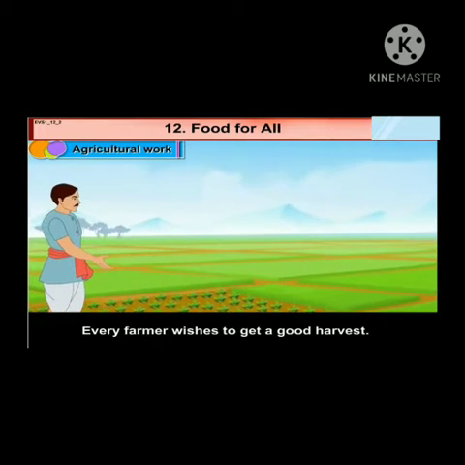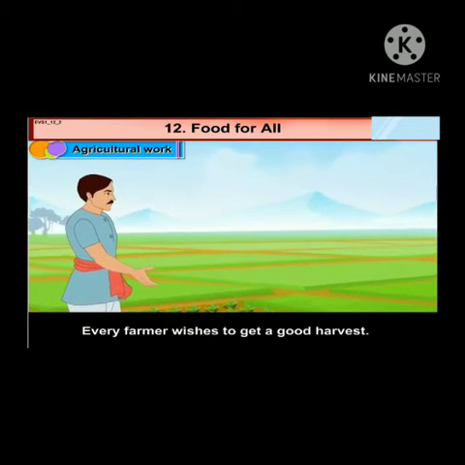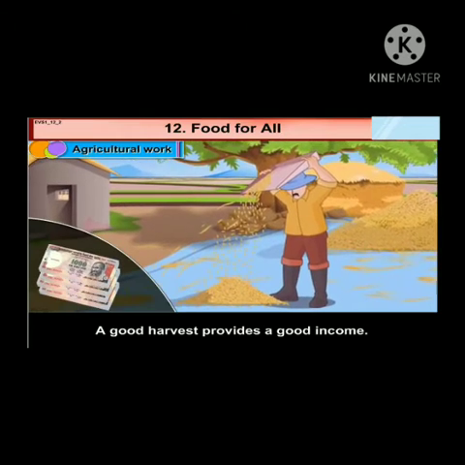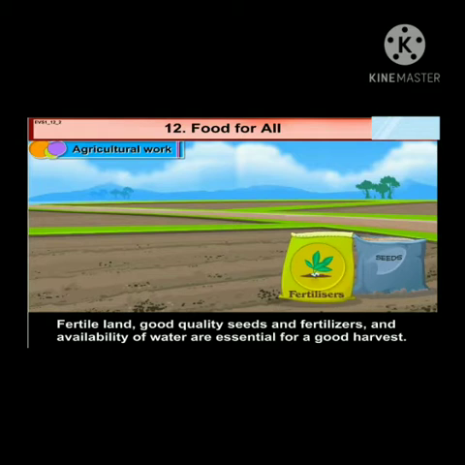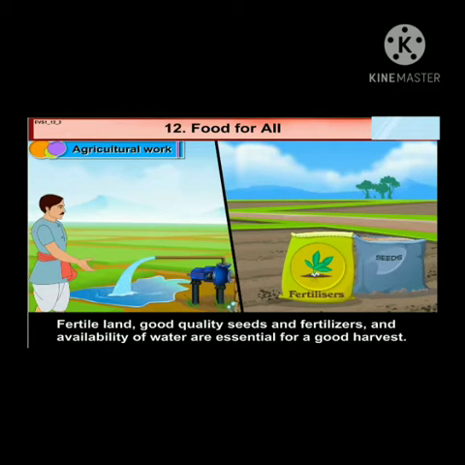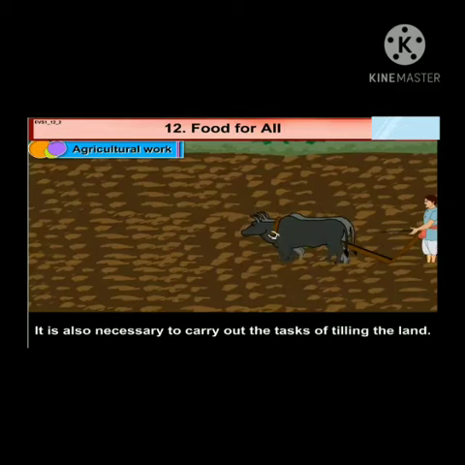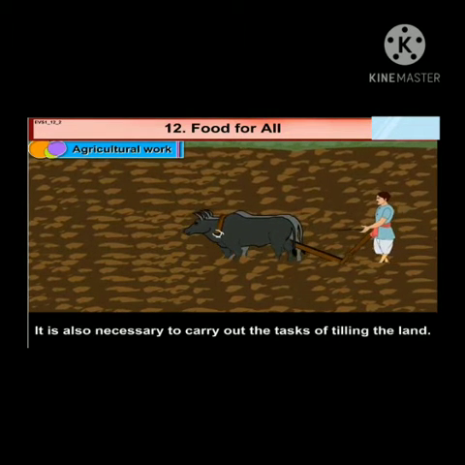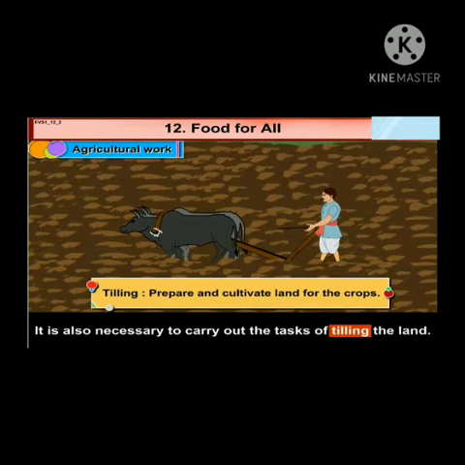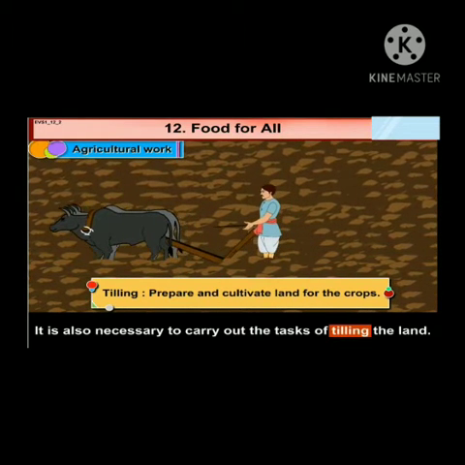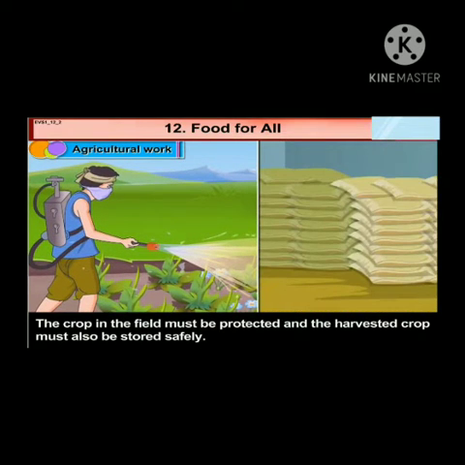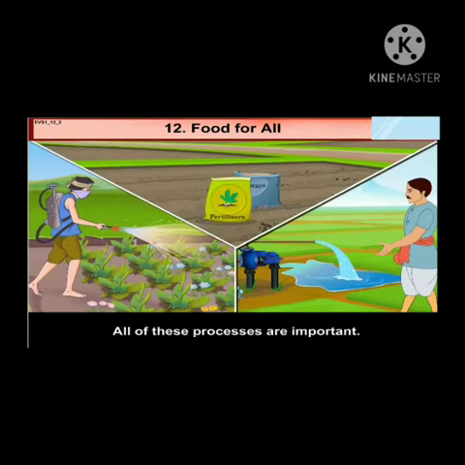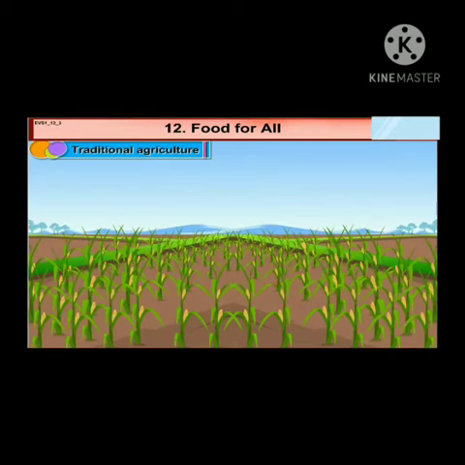Now, every farmer wishes to get a good harvest. A good harvest produces a good income. Fertile land, good quality seeds and fertilizers, and availability of water are essential for a good harvest. It is also necessary to carry out the task of tilling the land. What does it mean? Prepare and cultivate land for the crops. The crop in the field must be protected and the harvested crop must also be stored safely. All of these processes are important.